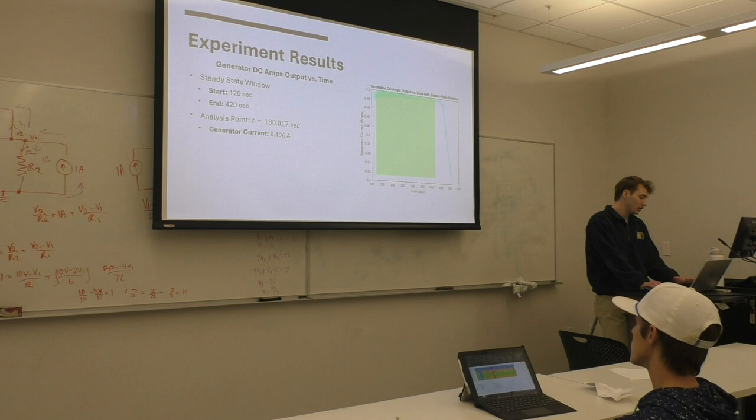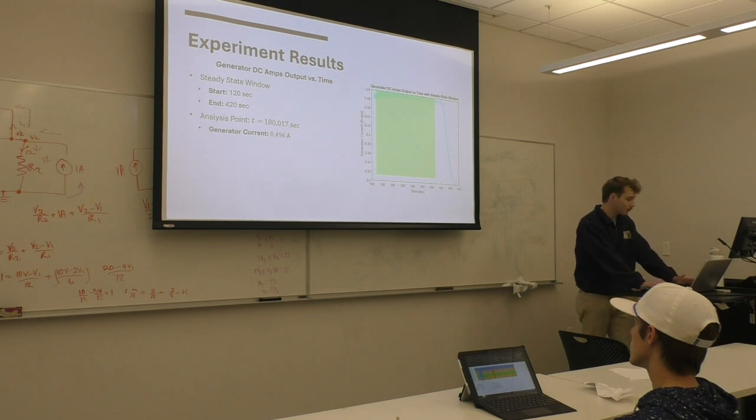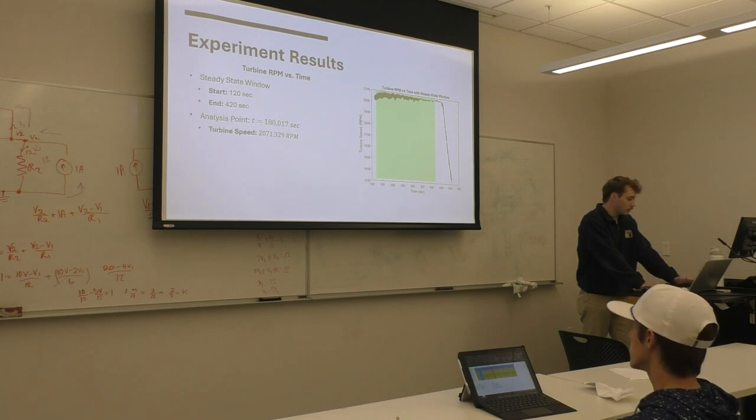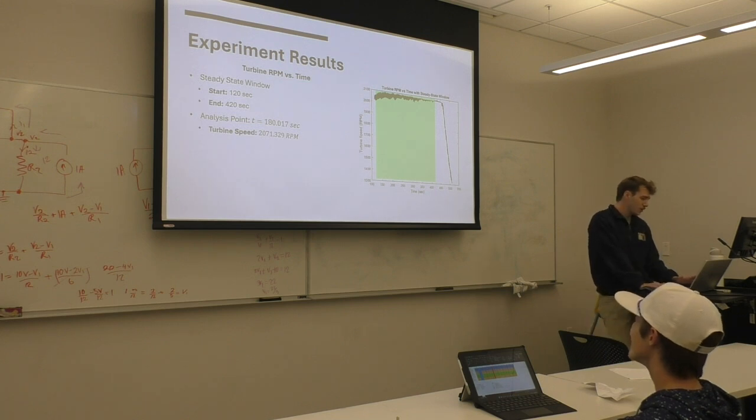Our current that the generator was outputting at our analysis point, we were getting about 0.496, and that's what we were expecting to get. And same with the voltage output. We were trying to stay around 9 volts for a steady state value. 8.3 is pretty good. And lastly, our turbine speed. We had to stay below 2,500 RPM, so the steady state speed of 2,071 RPM is pretty good.